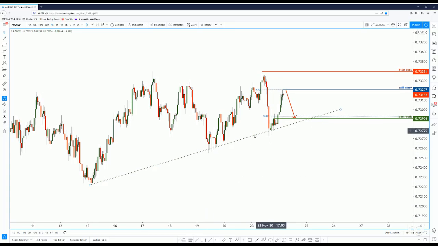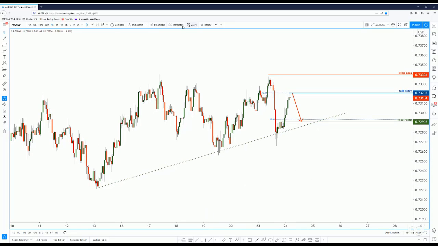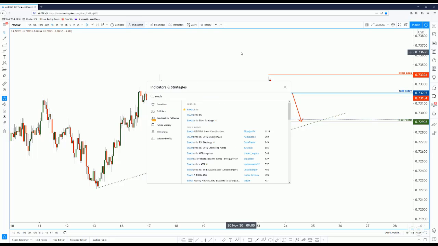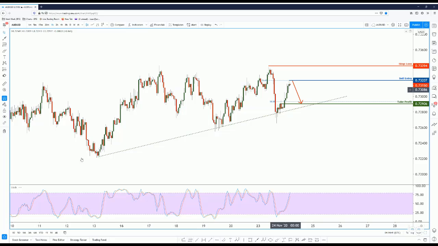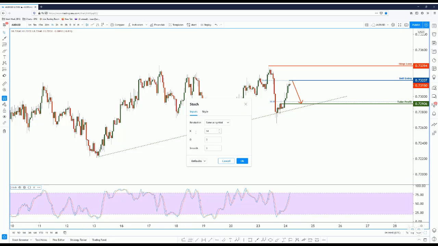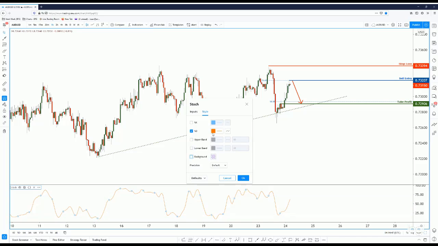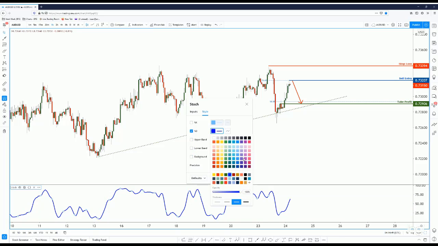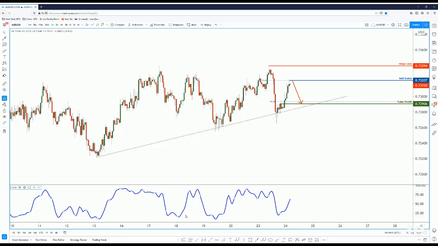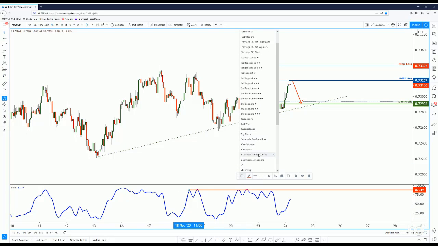Last but not least, I will take a look at stochastics as a momentum indicator, an oscillator. Not so sensitive, probably make it like 21. We look at stochastics and we see that price is testing the resistance. Let me put this as a dotted resistance.